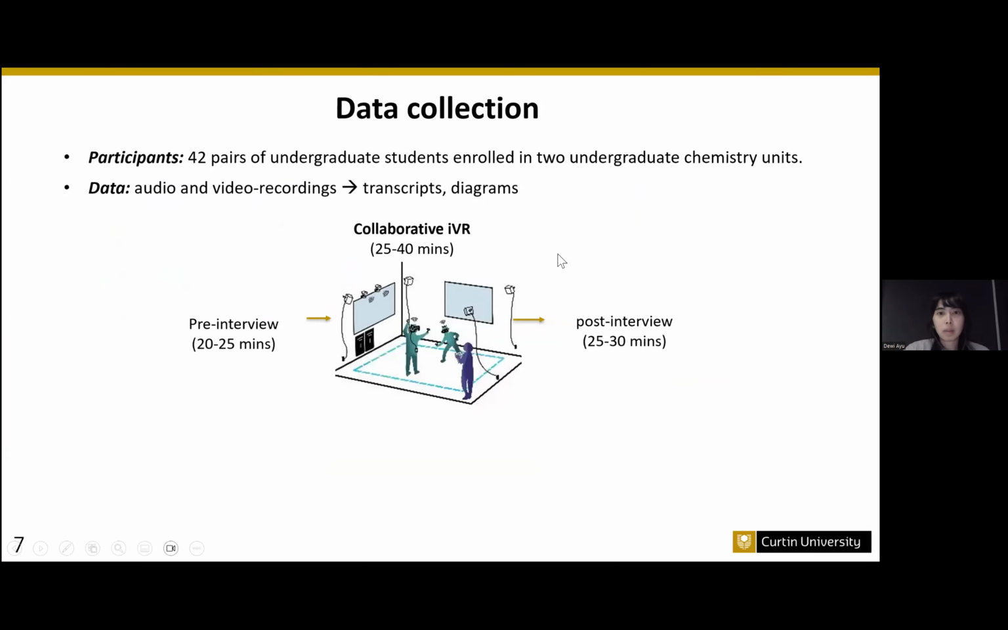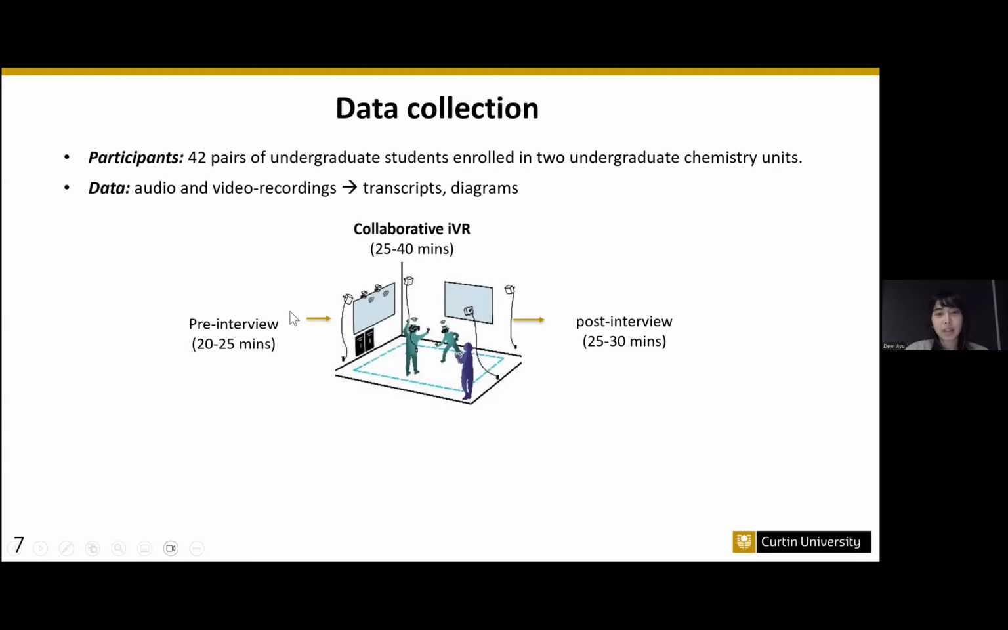So for the data collection, we have 42 pairs of undergraduate students enrolled in the chemistry units. And we record their audio, what they say, and the video. And we transcribe them and create diagrams for them. I will go into that later on in more detail.